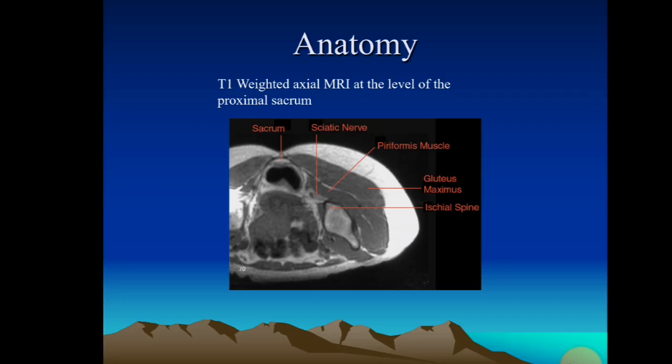The anatomy is shown in the T1 weighted axial MRI at the level of the proximal sacrum. Here we can see the sacrum, the sciatic nerve, and the piriformis muscle.